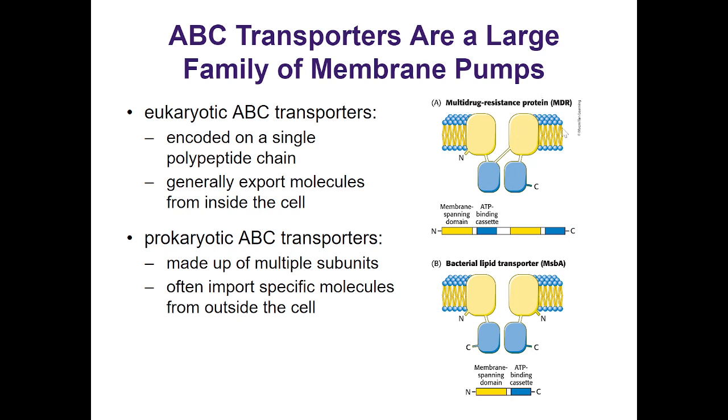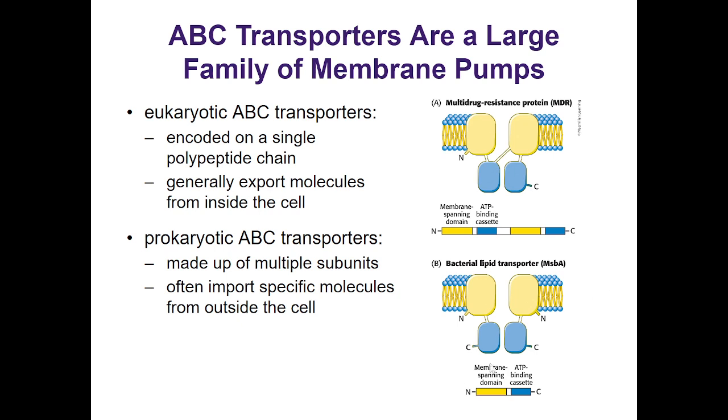Anyways, these are the MDRs right here. And this right here is your membrane spanning domain. Again, that's the membrane spanning domain. Notice yellow being the membrane spanning domain, matching yellow in the membrane. The ATP binding cassette is right here. This is the portion that's going to bind the ATP. Again, that's the blues right there. This is the N terminus. This is the C terminus. Okay. Everybody good with that?